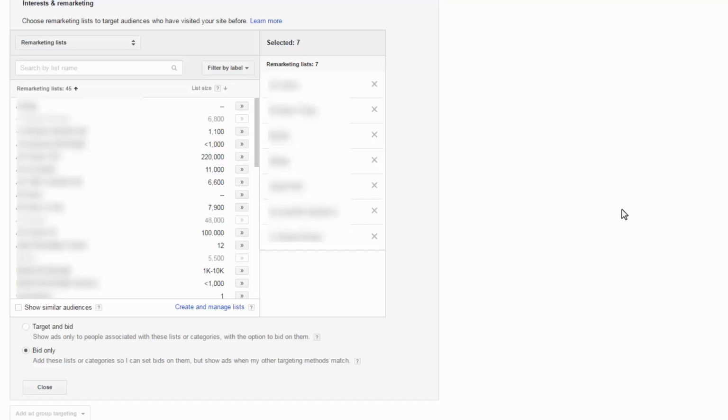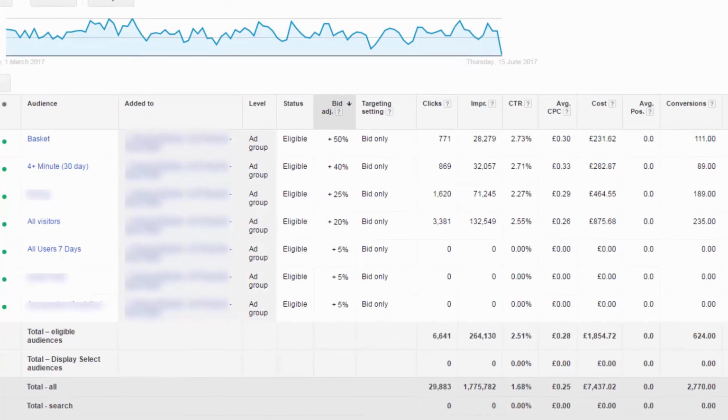So you literally are only spending money when people who already know who you are, they've been to your website, are looking for your competitors. I hope that makes sense. That's one little trick that we use with target and bid. But for now, I digress. So just use bid, and then you'd literally click save, and that would be it. And you'd have the audience in here. And so as you can see, we've got a load of audiences in this view.